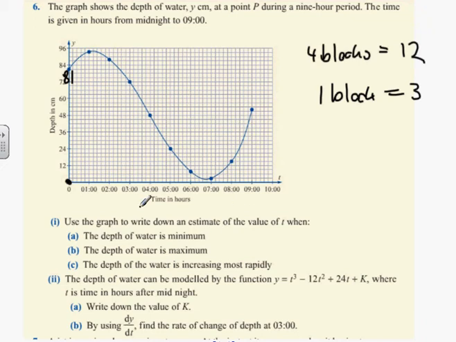Okay? So it goes, use the graph to find the estimate of the value of t when the depth of the water is a minimum. When is it a minimum, guys? About this one here. It's in between 6 and 7 o'clock.